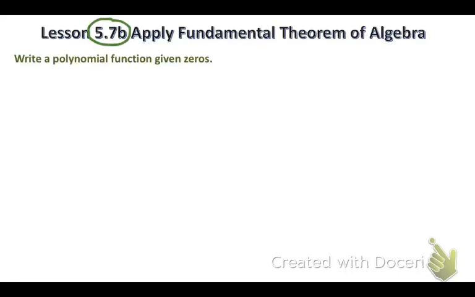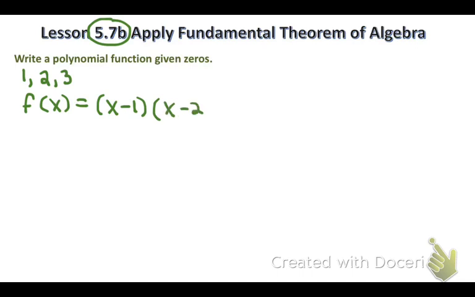5.7b. Sometimes you're given zeros and asked to write a polynomial function. So if they tell you your zeros, your intersections are 1, 2, 3, we would start off by saying f of x equals x minus 1, x minus 2, x minus 3. Because if I applied the zero product property, that's how I would get back to the 1, the 2, and the 3. But we are asked to write the polynomial. So you need to multiply these all out and figure out what the polynomial is. So pause the video, give it a try, and then we'll have the solution showing.